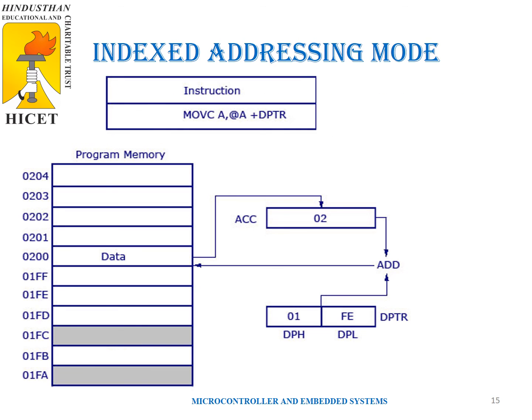So here the DPTR contains 01FE. That content is added with 02. Once it gets added, the result is 0200. So at 0200, if there is any data present, that data is copied to the accumulator.